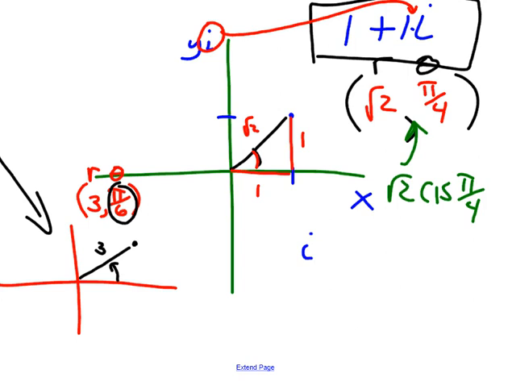Now, see if you can make the extension then. What would it mean then if I asked you to graph 3 cis pi over 2? Remember, these are dots. They're not triangles. Triangles help us find the dots, but it's just a dot somewhere.